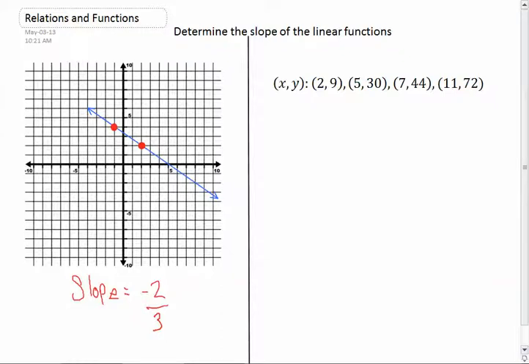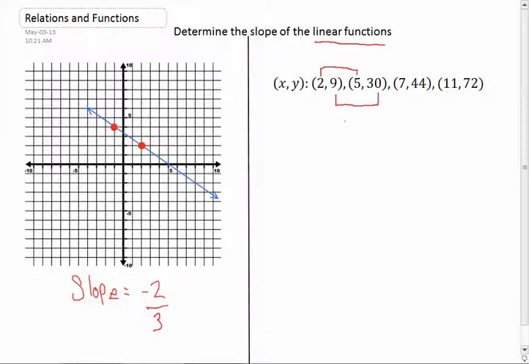So let's try this way. Here, we've got some values, and we're told, remember, that these are linear functions. So all we've got to do is test between one pair of points, but it doesn't matter which pair. So I'm going to just do the easier one, so these guys.